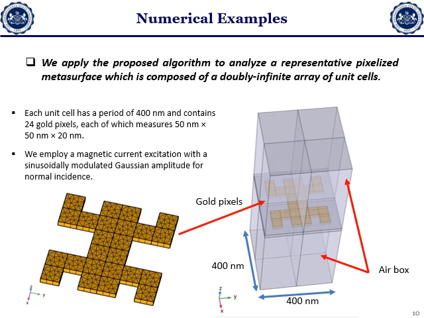And here is the numerical example. We apply this algorithm to analyze a representative pixelized metasurface, which is composed of an infinite array of unit cells. This is the geometry of the pixelized metasurface. It is placed into our airbox, and a magnetic current excitation with a modulated Gaussian beam is used for normal incidence.